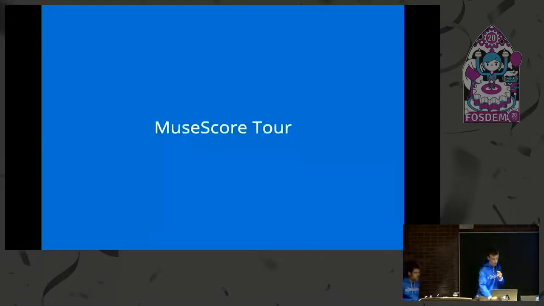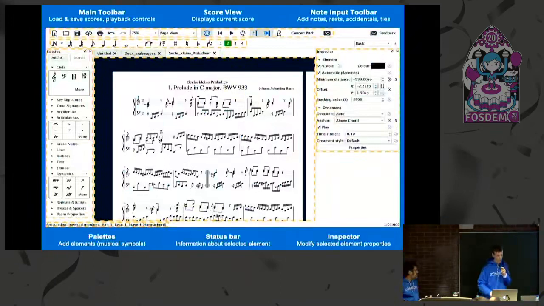So I'll give you a quick tour of MuseScore's interface. In the middle we have the score view, which displays the current score. At the top we have some toolbars for saving and loading scores and adding notes to the current score. On the left-hand side we have the palettes, where you can add elements to the score. On the right there's the inspector, where you can change the playback properties or display properties of things that you've already added to the score. And at the bottom there's a status bar that gives you information about the element that's currently selected.